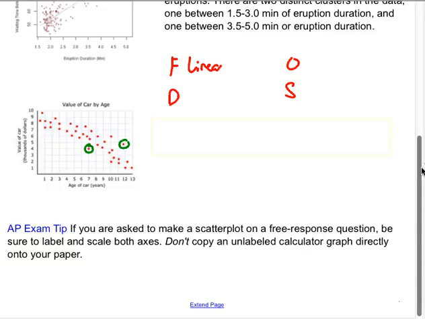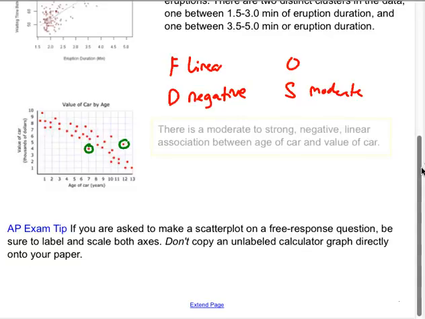Here, direction, well, this time it's negative. Notice as you're moving left to right, all the values are decreasing, okay? Following kind of a negative slope, so we're going to call that a negative association. And then strength, I say this is pretty moderate to strong. They are following a pretty strong pattern here. So there's a moderate to strong negative linear association between age of car and value of car.